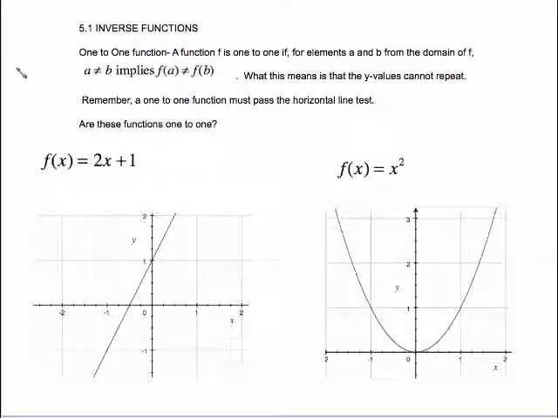This is Pre-Calc section 5.1, inverse functions. Most of this should be review from college algebra. There are a few things at the end that will be new for you.